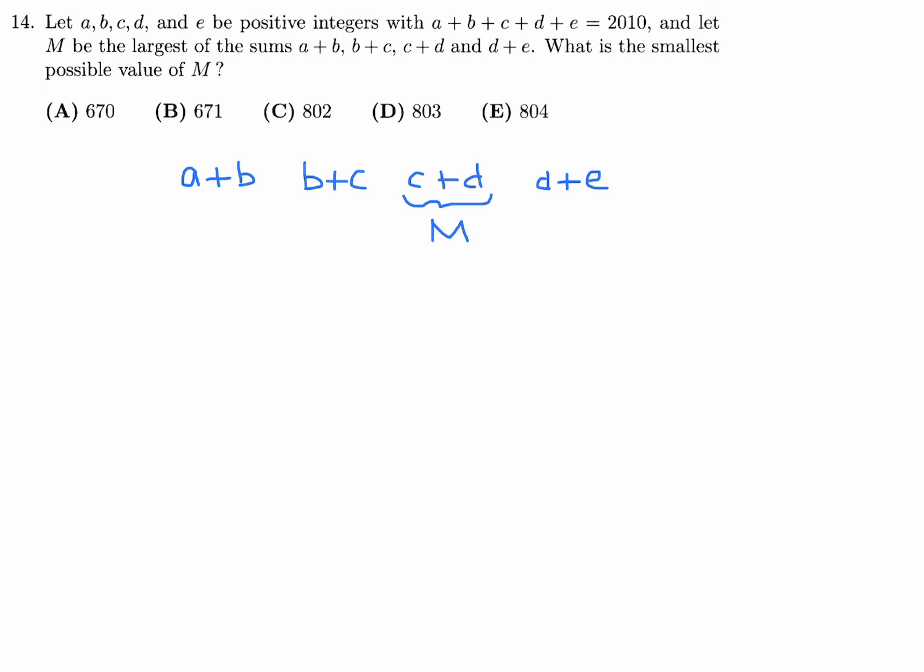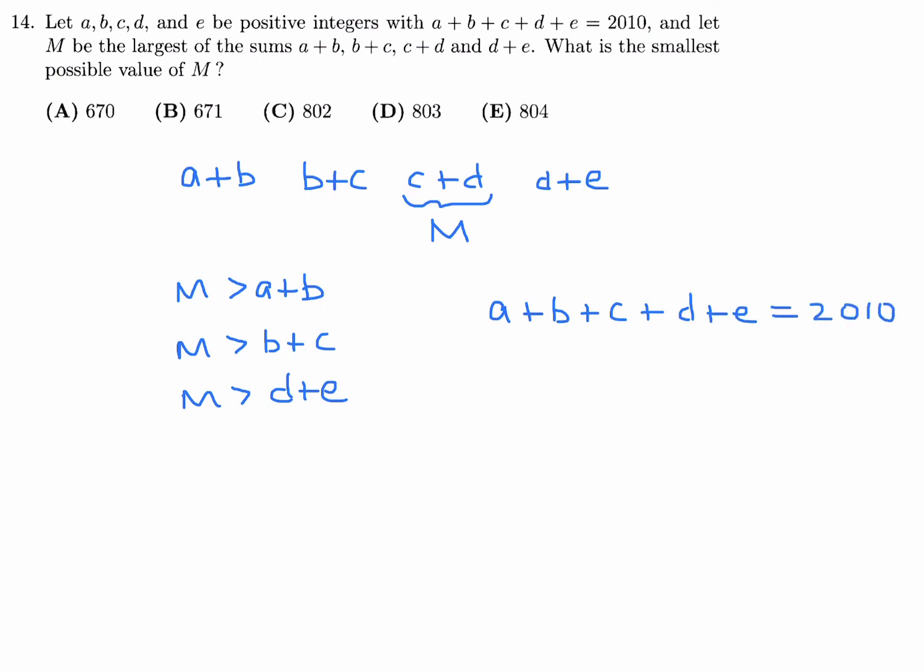If that is the case, and they have told me that M is the largest of those, then that means M is greater than A plus B. M is also greater than B plus C, and M is also greater than D plus E. So now let's take a look at this equation. They have told us that the sum of all those is equal to 2010. Well, M is greater than A plus B, so M is greater than this A plus B right here. M is also greater than D plus E, so M is greater than this D plus E. And M is greater than B plus C, which also means that M must be greater than C, since all of them are positive. So M is greater than this C here.